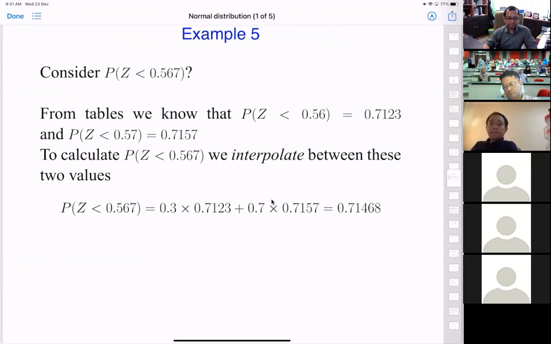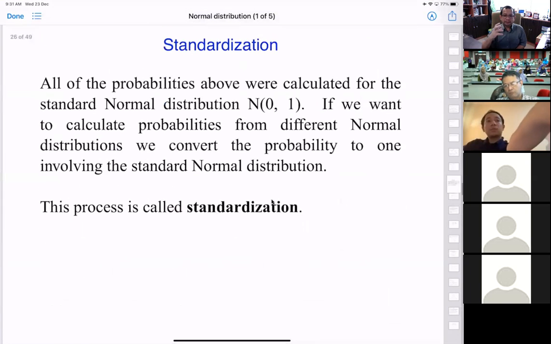But example 5, when we have to do the interpolation, this example shows you when we have two values, we interpolate between two values. But this is manual interpolation. You can do it on your own, or maybe you can use a calculator to do the interpolation. I think you are familiar with this from your undergraduate. But what I want to show now is that in the real world, we couldn't get mean equal to 0, standard deviation equal to 1, or variance equal to 1.